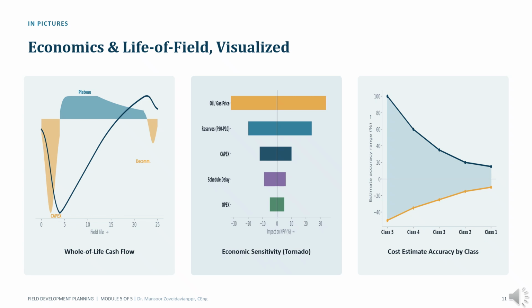The three figures on this slide summarize many of the core concepts from this module. The cash flow chart illustrates how investment occurs early while revenues are generated over many years. The tornado diagram demonstrates how project value responds to changes in key assumptions. The estimate accuracy chart shows how cost certainty improves as projects mature through the FEL process. Together, these visuals reinforce a central idea of field development planning. Uncertainty decreases with maturity, but investment commitments increase.